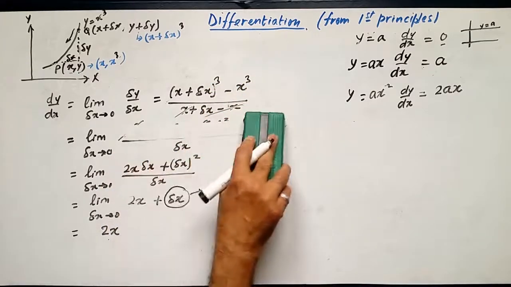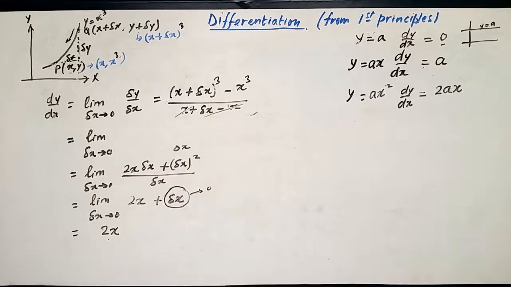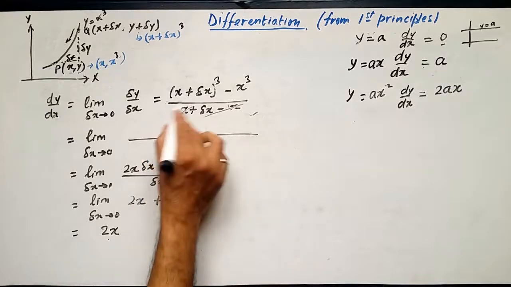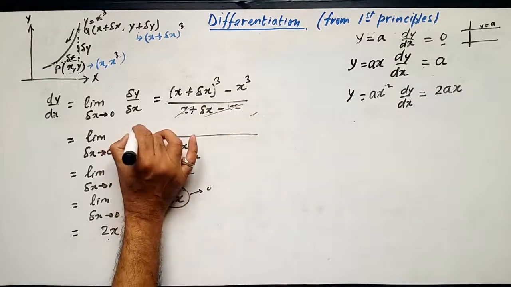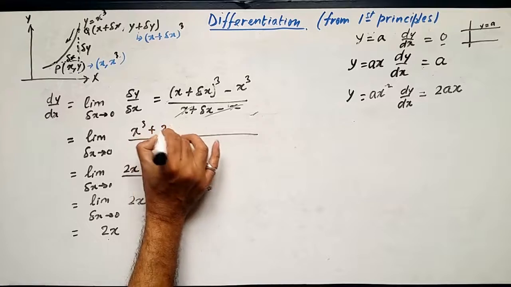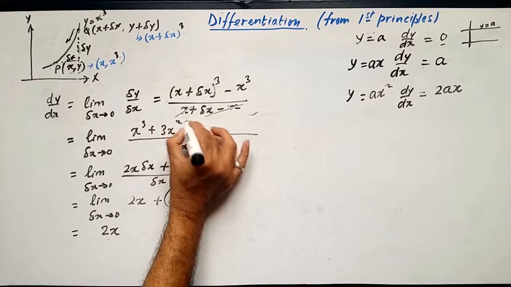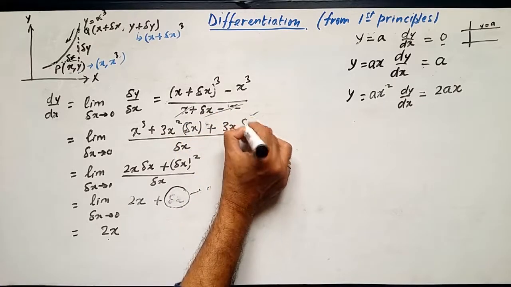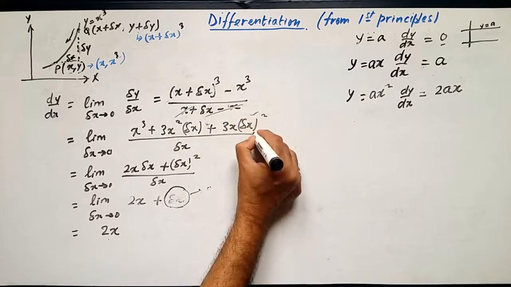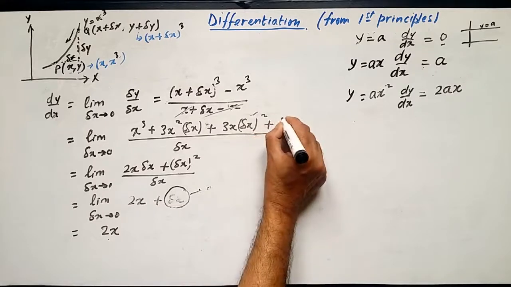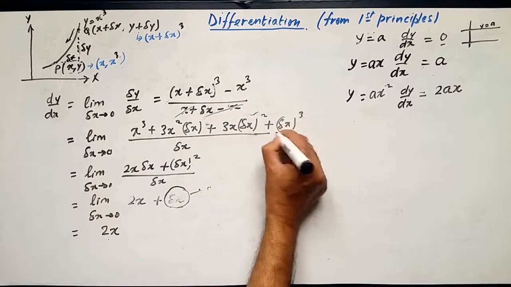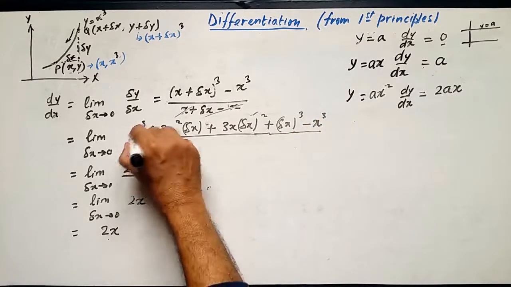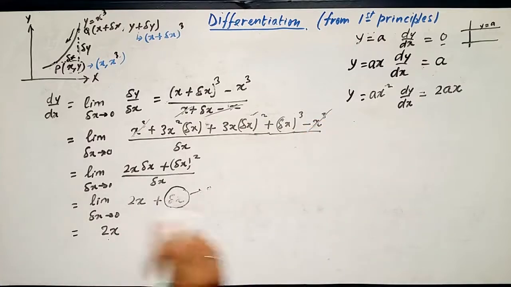Now this expression will change only. This will remain delta x. So what is (x plus delta x) whole cube? We all know that this is equal to x cubed plus 3x squared delta x plus 3x (delta x) whole squared plus (delta x) whole cubed, and the last expression is x cubed. Okay, now this x cubed and this x cubed will get cancelled off.